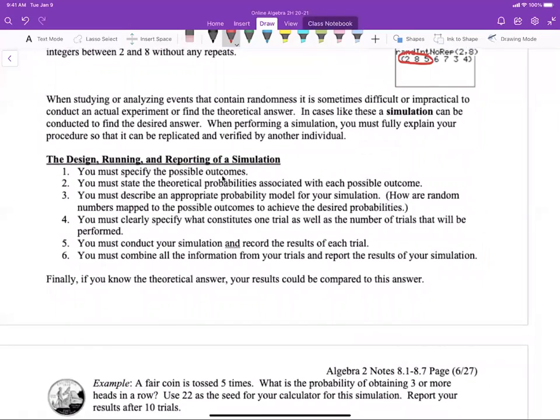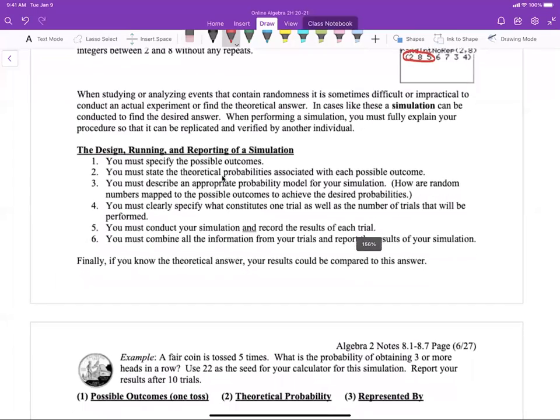All right, when studying or analyzing events that contain randomness, it is sometimes difficult or impractical to conduct an actual experiment or find the theoretical answer. In cases like these, a simulation can be conducted. We will simulate that, okay? We'll use our calculator to do that. So when performing a simulation, you must fully explain your procedure so that it can be replicated and verified by another individual. Here are the steps for performing this procedure.